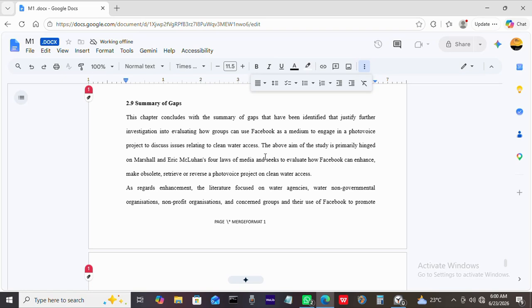So now when we look at the summary of gaps, you present it as a concluding chapter. This chapter concludes with the summary of gaps that has been identified in the study. So this is how maybe you start it also. There's an opening section that is more of a conclusion. So instead of having summary of chapters, you just have your summary of gaps.